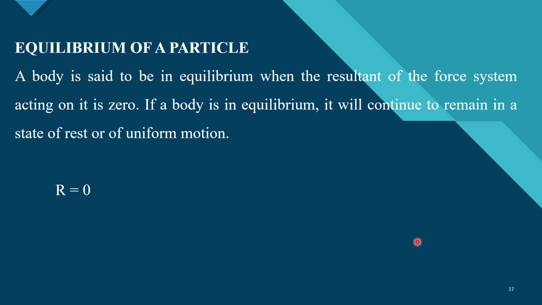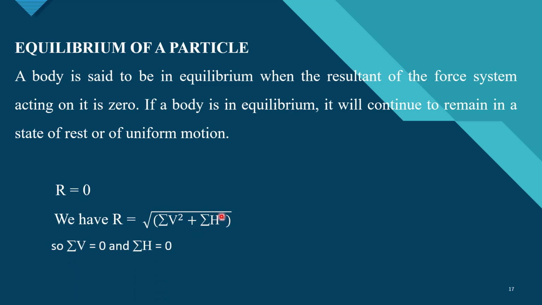Now, what is the formula for finding out the resultant? That is R is equal to square root of sigma V square plus sigma H square. Now, if this R is equal to 0, then sigma V will be equal to 0 and sigma H also will be equal to 0. So these are the two equilibrium equations. So if you want a body to be in equilibrium, the resultant force acting on that body must be equal to 0, or in other words, the algebraic sum of all the vertical forces acting on the body will be 0, and algebraic sum of all the horizontal forces acting on the body also will be equal to 0.